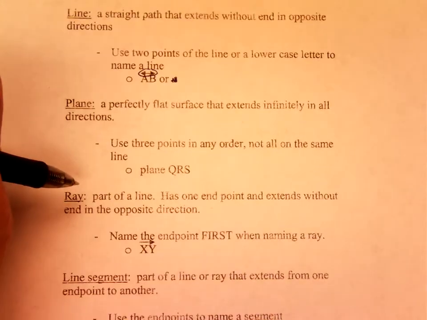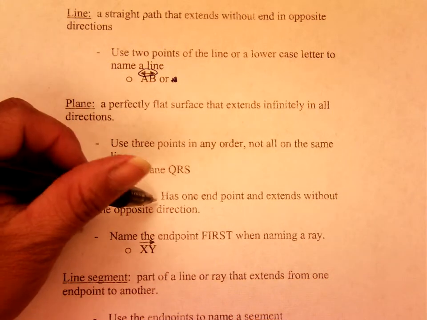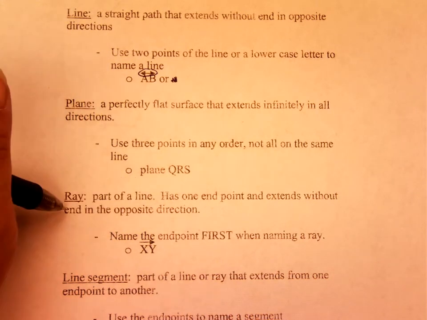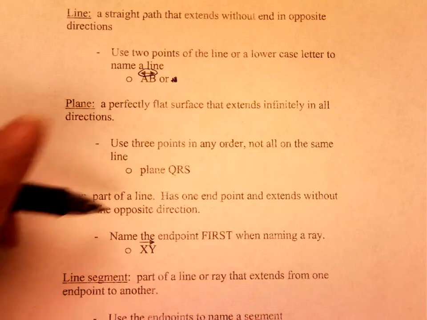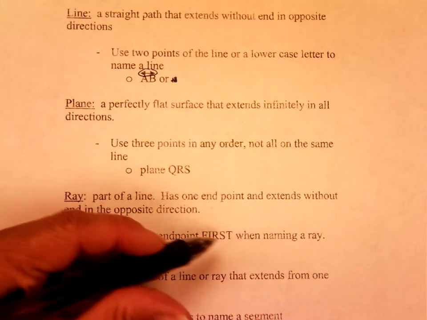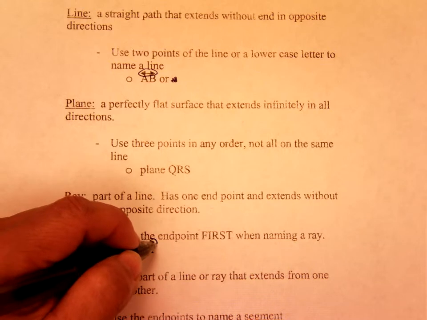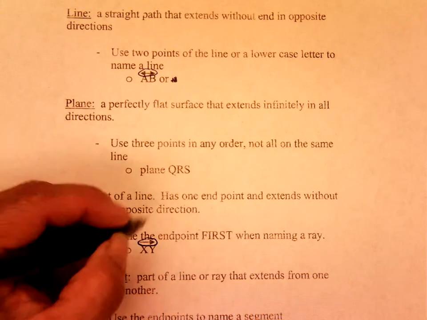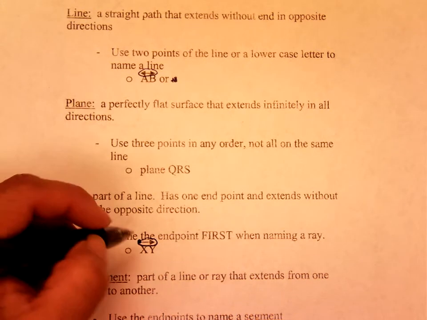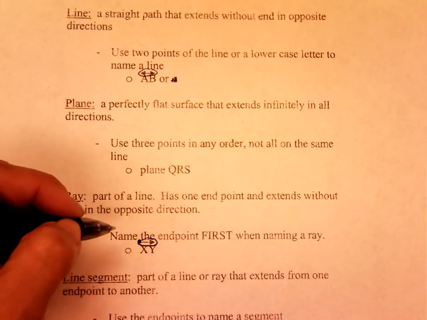A ray is a part of a line, has one endpoint, and extends without end in one direction. Name the endpoint first and then the ray. So here is an example. To name the ray, you have to have the arrow here. So here's the endpoint and then the arrow, XY.